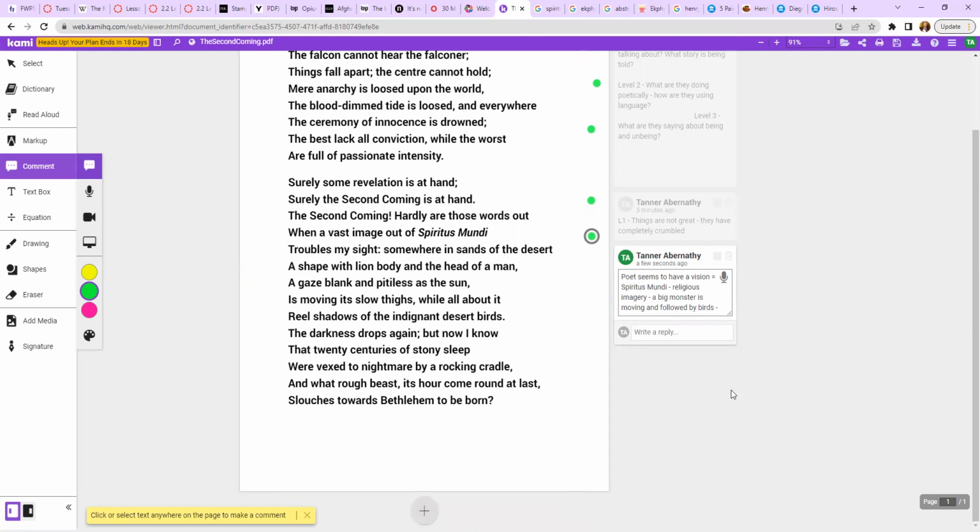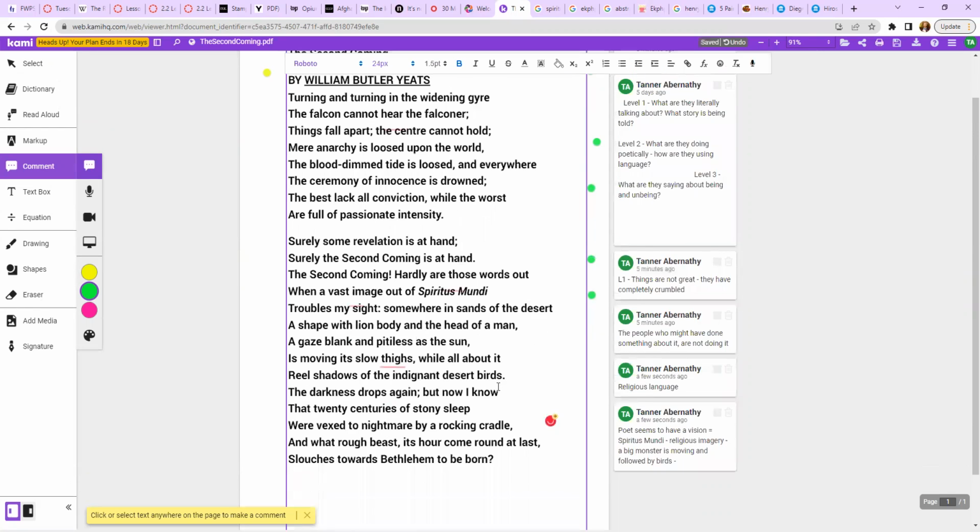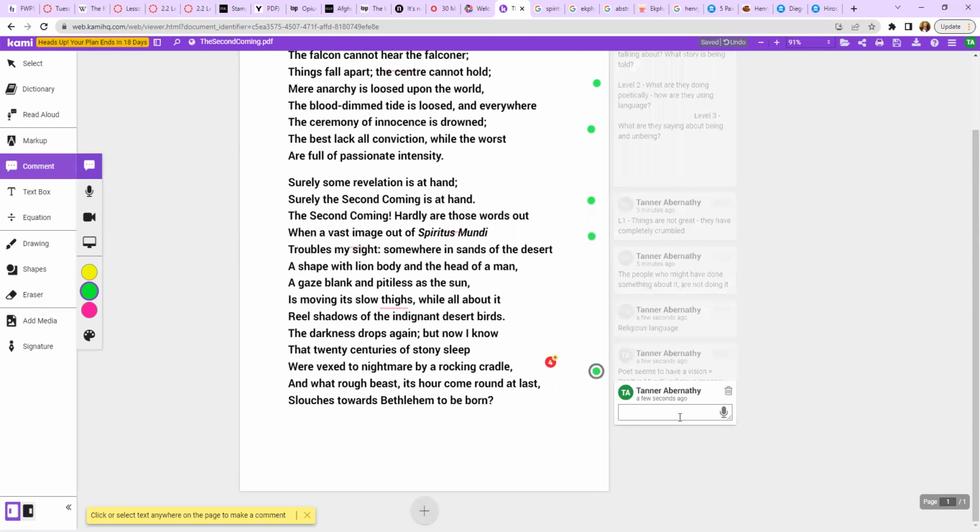The darkness drops again. So here the vision ends and he comes to this conclusion. Vision ends, but now I know that twenty centuries of stony sleep. So twenty centuries, that's 2,000 years. We think of our calendar. This poem was written at the beginning of the 20th century. Jesus is said to have died at the year 30 or between the years 30 and 40 AD, or CE, Common Era. So that's what it's in reference to, this time from the death of Christ to the modern day.